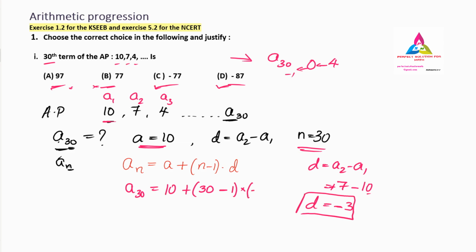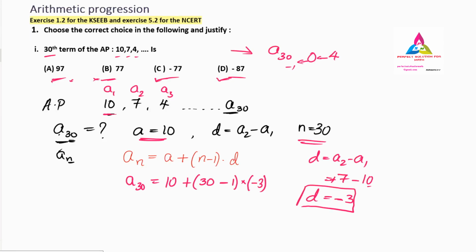That we have to substitute here. When you get a negative value, put it in a bracket. So next is 10, plus 30 minus 1 is 29, into minus 3. You know that we have to use the BODMAS rule, first multiplication, then addition. So you have to first multiply. Here we have negative, here we have positive, so negative into positive is negative only. 29 into 3, how much? It is 87.